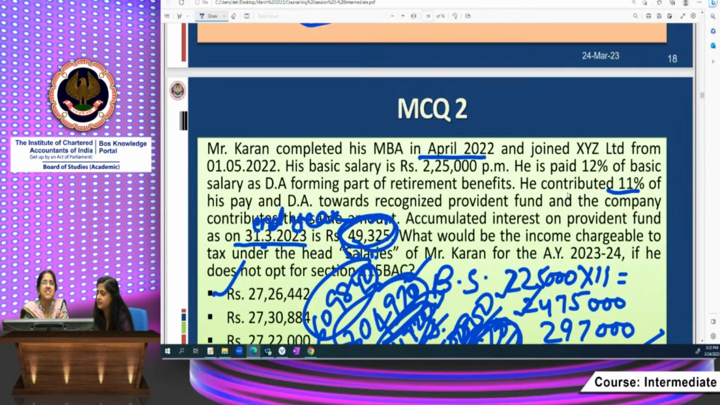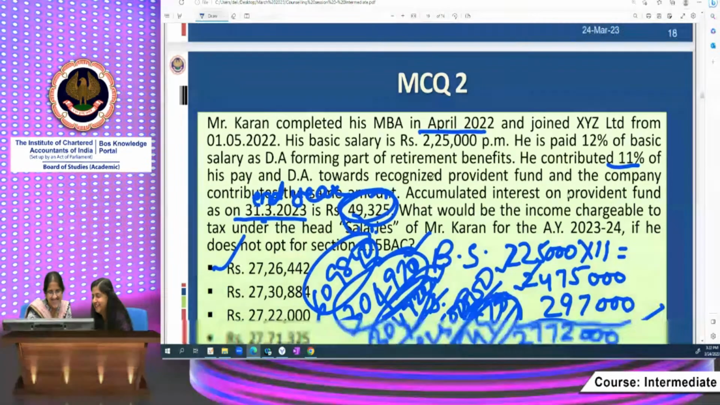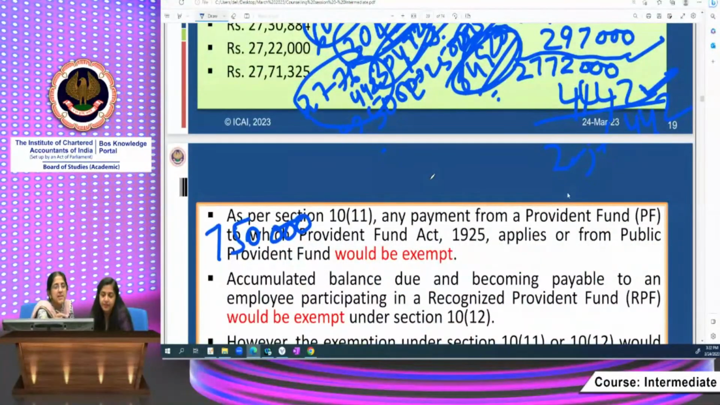So you have to be extra careful in MCQs, because the options are so close that it is possible that you work out something, you forget one step, but still that answer is present as one of the options. Isn't it? Yes, ma'am. You did not give it as one of the options. Should I rub it? I'll rub it.